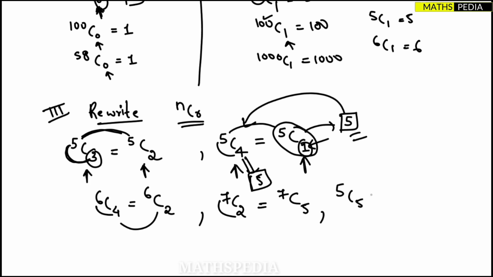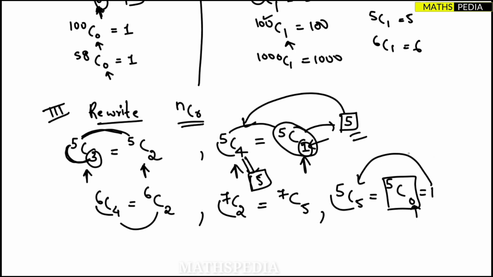Because if I write 5C5, what is the answer of 5C5? I can write it as 5 fixed on top. 5 minus 5 is 0. Now 5C0, what is the answer? If you see the down part is 0, the answer is exactly 1. That means 1 is the answer of 5C5 also, or 5C0 also.